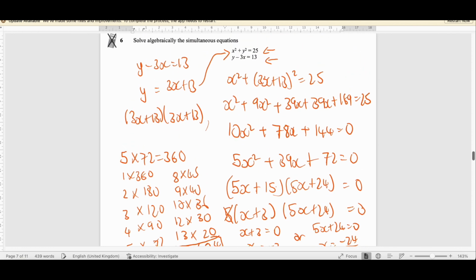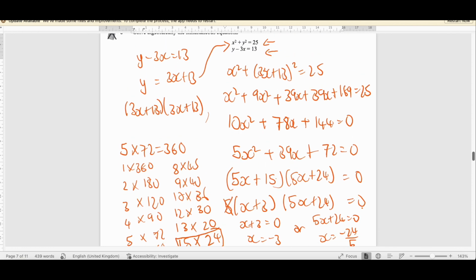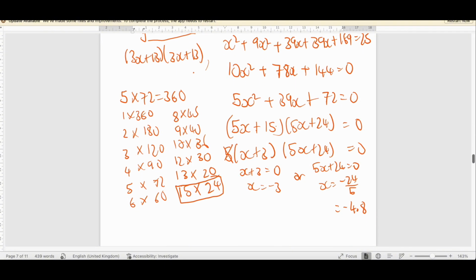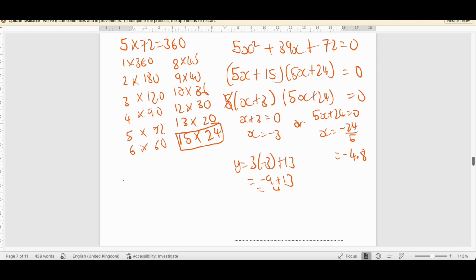Okay, so we now need to work out the values of y. So to do this, we're going to use this rearranged equation here. So y equals 3x plus 13. So y equals 3x, x is worth minus 3 here, plus 13. So you get minus 9 plus 13, which is 4. So our first answer is when x equals minus 3, y equals 4.